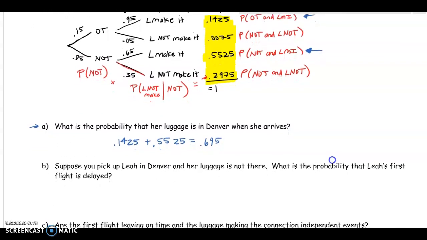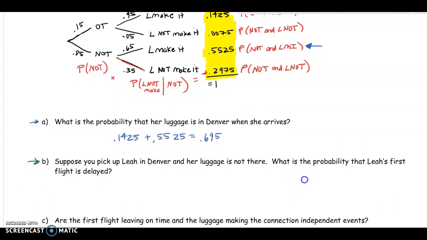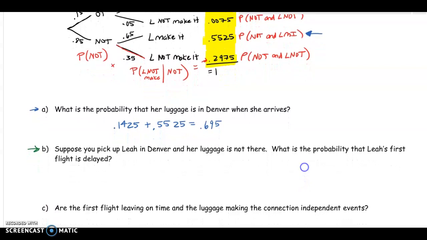So here in letter B, we have a conditional probability. Let me change over colors here. Let's see, we'll go with the green one. It says, suppose you go to pick up Leah in Denver and her luggage is not there. What is the probability that Leah's first flight is delayed?